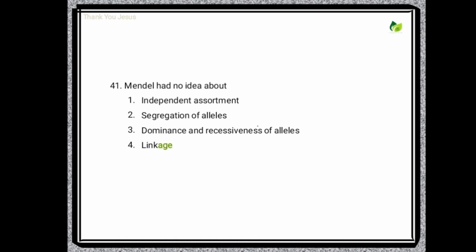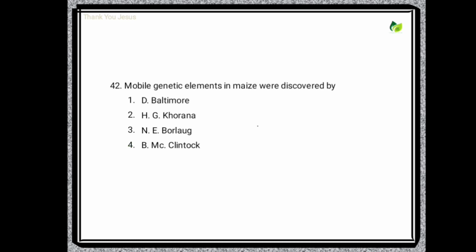The correct answer is linkage. Actually, he has chosen 7 pairs of different characters. They are present on different chromosomes. That's why he succeeded, because they are showing independent assortment. That's why Mendel had no idea about linkage. Let's see the next question.